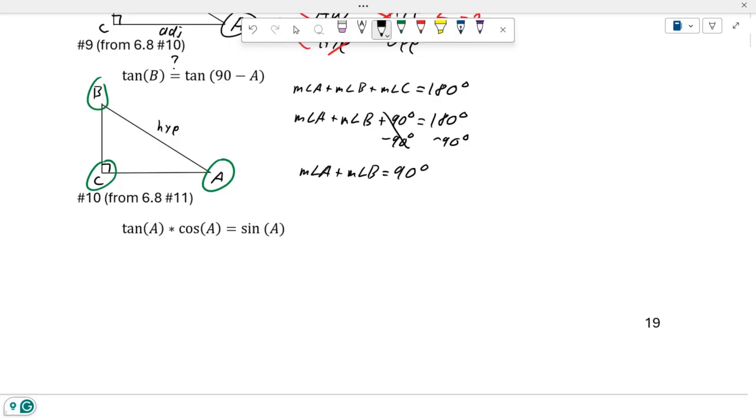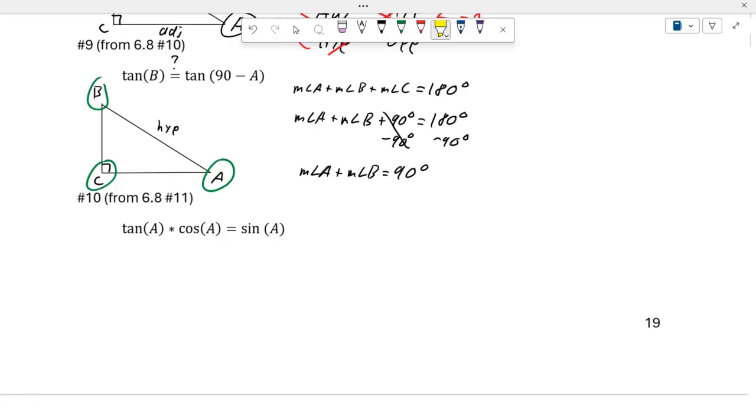By the way, this also tells us that A and B are what are called complementary angles, because complementary angles sum to 90 degrees. Just like supplementary angles sum to 180 degrees, complementary angles sum to 90 degrees. And in a right triangle, your acute angles are always complementary. They always sum to 90 degrees for this reason. All right. So we know that the two angles combined get us to 90 degrees.